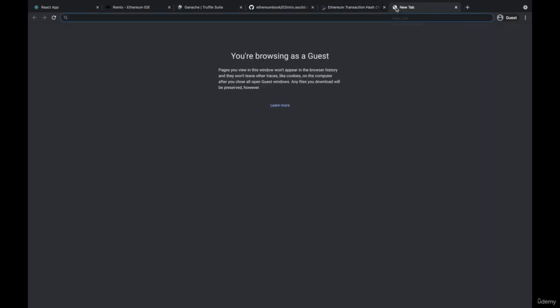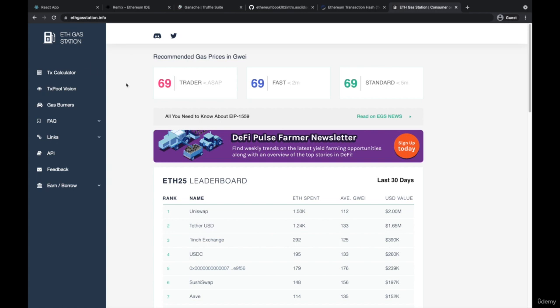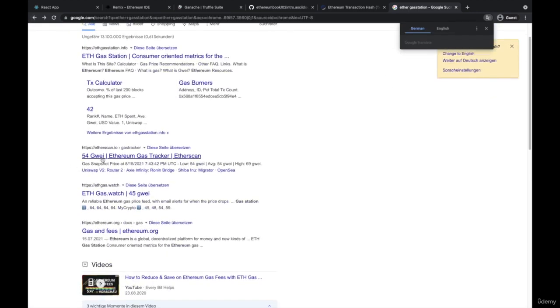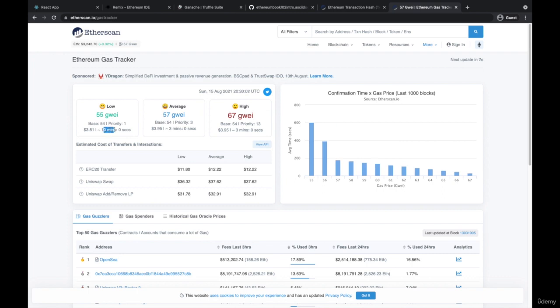But what we can search for is Ether Gas Station, and we can check what the gas price currently is. Okay, I think this is a bug. It cannot be the same price for fast, standard and trader. This doesn't make much sense. I think something is bugged here. Okay, so depending on how much Gwei you are willing to pay, the transaction will be processed. Of course, when you're paying lower Gwei, the transaction will take longer. For a lower price, you will wait 10 minutes until the transaction is processed. When you pay a lot of Gwei, you can have the transaction resolved in 3 minutes.